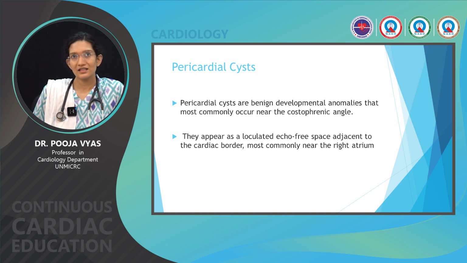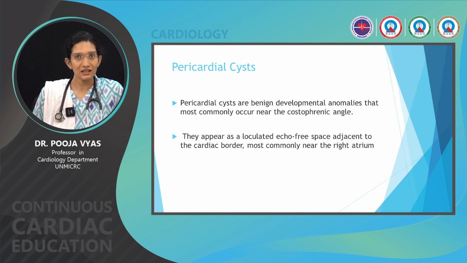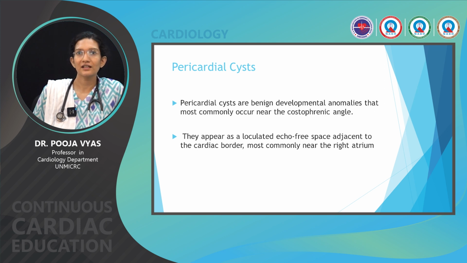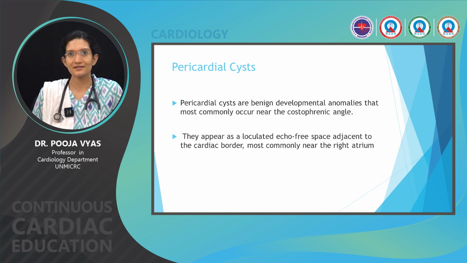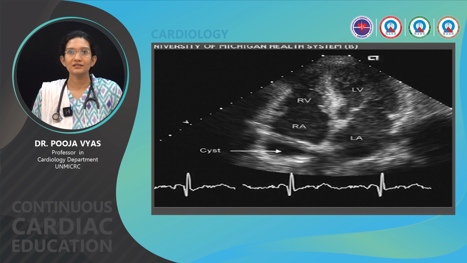Pericardial cysts are usually benign and they are developmental anomalies which occur near the costophrenic angle. Usually it happens adjacent to the cardiac border, and most commonly it is seen near the right atrium. In this image we can see a pericardial cyst near the right atrium.